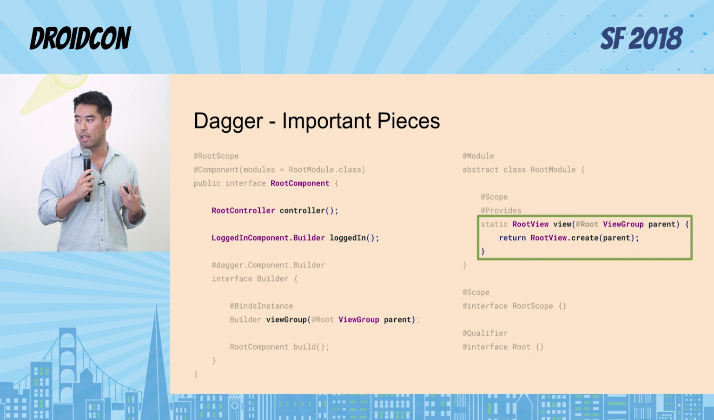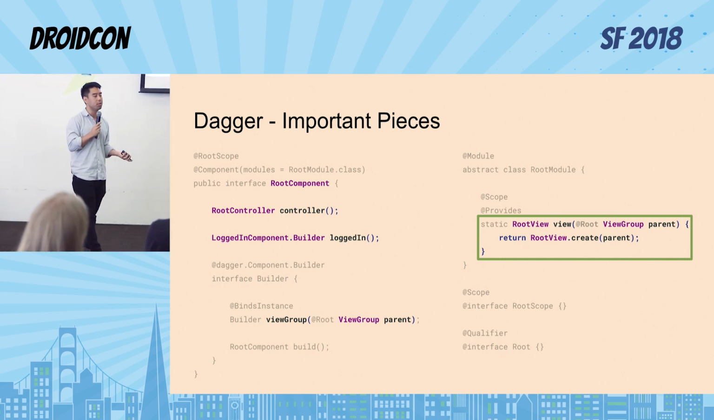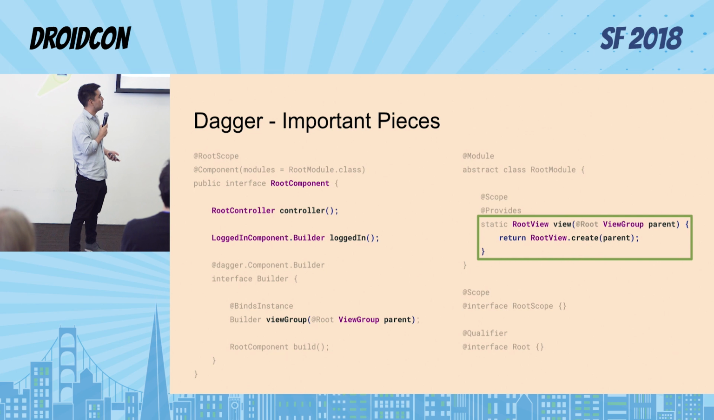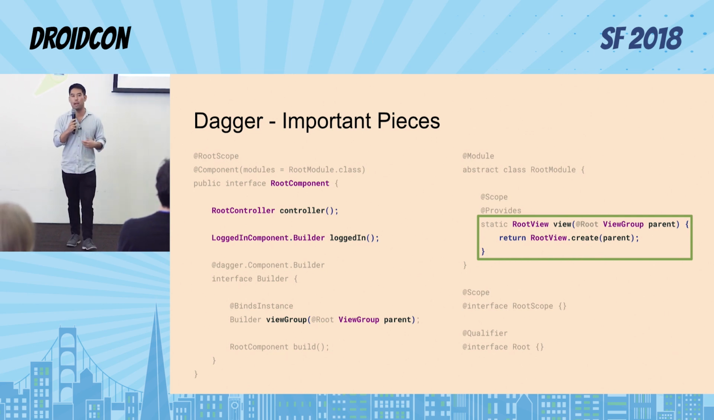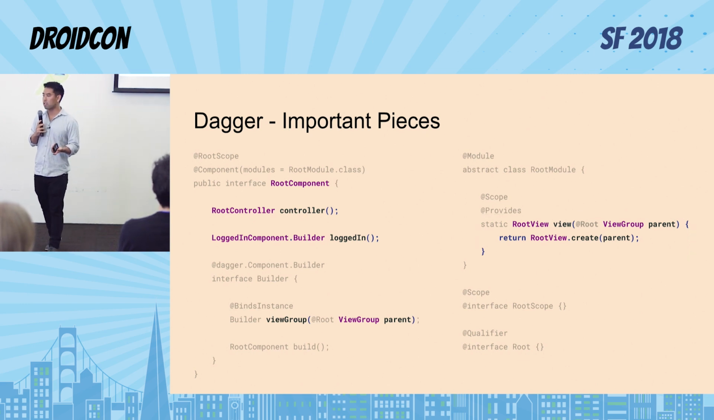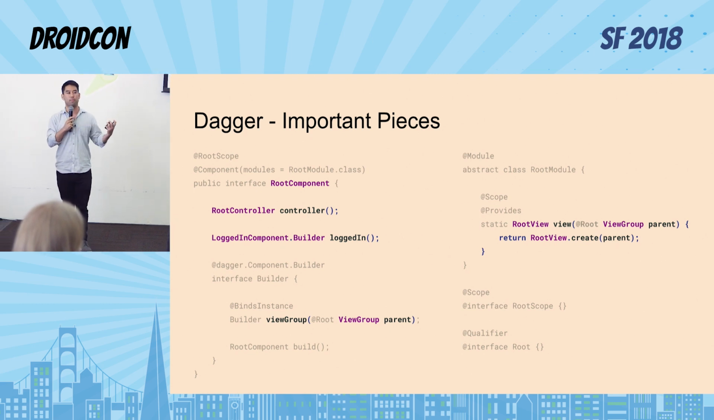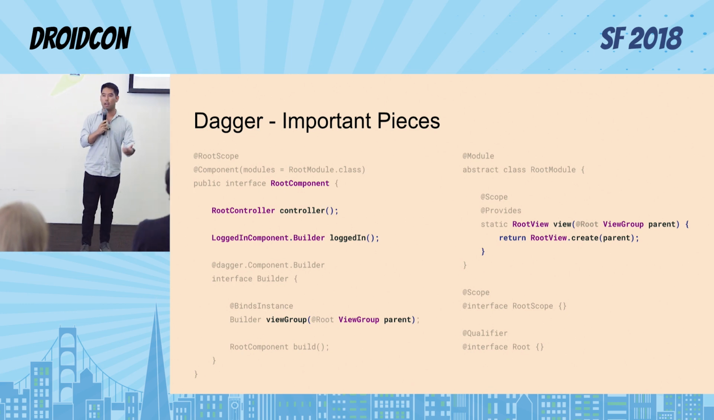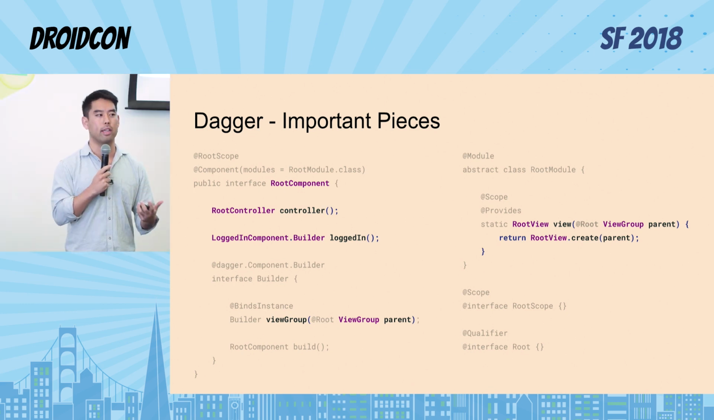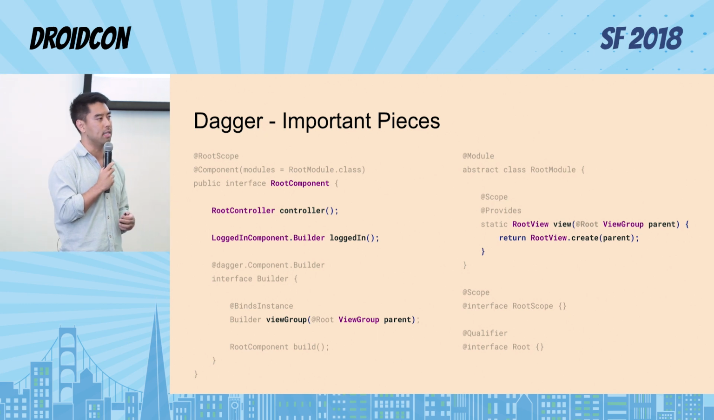Okay, and finally, this is a provides method in the module, and this is probably the most familiar to us. This is just telling Dagger how to create a root view, right? You just call this method and pass in a view group as a dependency of root view. Now, each of those concepts, and all those concepts, are not very complicated, and yet there's a lot of code involved to actually define and express what we want to express here in Dagger's world. And this is the problem that we were seeing and got us thinking about how we can actually abstract this repeated complexity and make our lives a little bit easier.